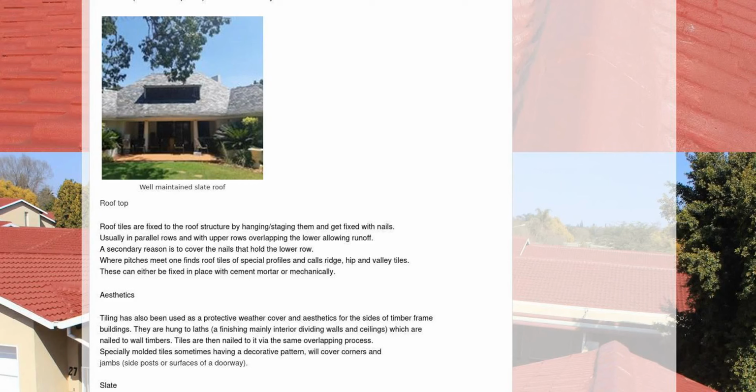Rooftop. Roof tiles are fixed to the roof structure by hanging or staging them and fixing them with nails, usually in parallel rows with upper rows overlapping the lower, allowing runoff. A secondary reason is to cover the nails that hold the lower row. Where pitches meet, one finds roof tiles of special profiles called ridge, hip and valley tiles. These can either be fixed in place with cement mortar or mechanically.